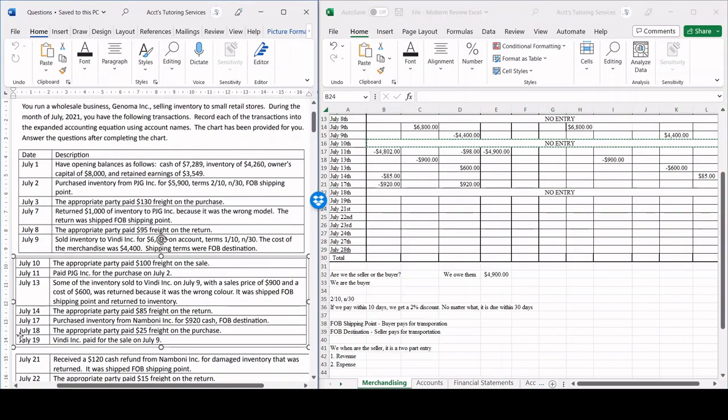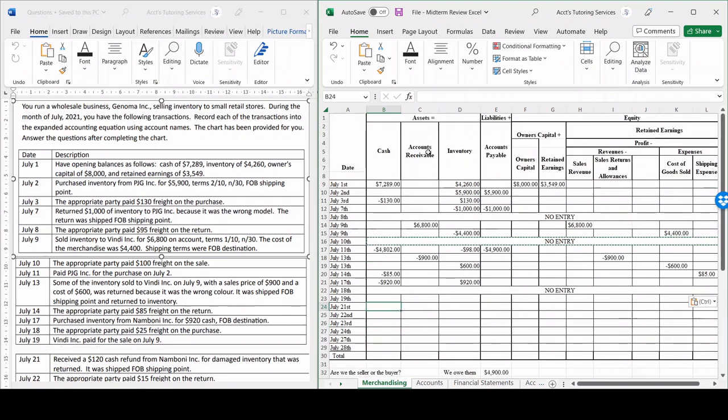July 19th, this company paid for the sale on July 9th. So let's go back to this company over here and figure out where the transactions were. So on this day, they owed us $6,800. But then they returned $900 worth.